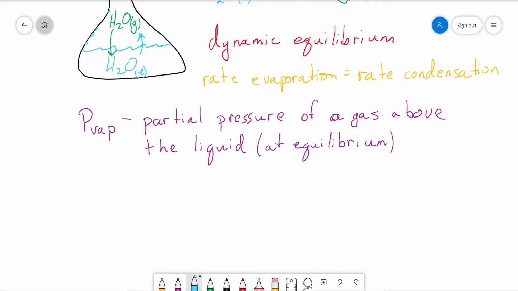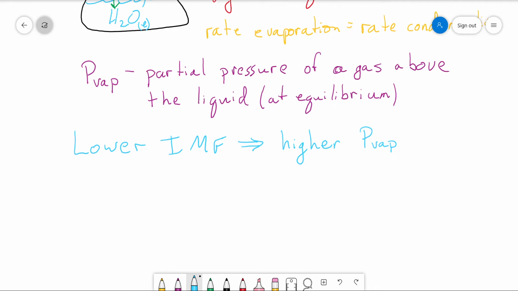And so we can say that lower IMFs give us higher vapor pressure. Let's just do P VAP. Why is that? Well, the lower the intermolecular force, the easier it is to rip those molecules apart, and therefore the more readily it will evaporate, and that will give us the higher vapor pressure. Lower intermolecular force just evaporates faster.